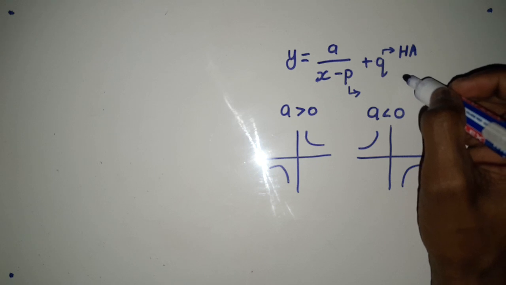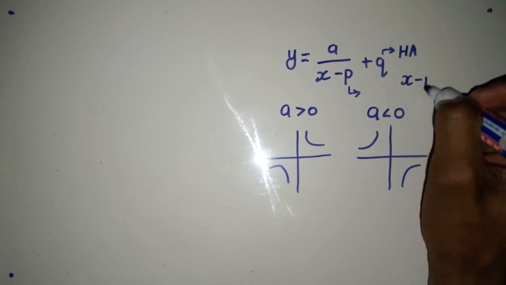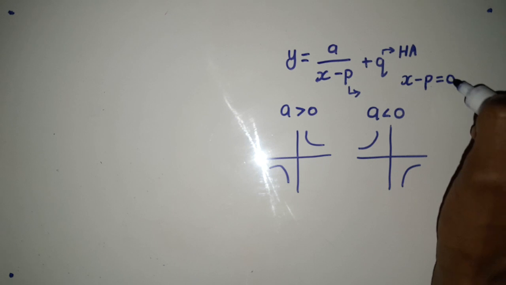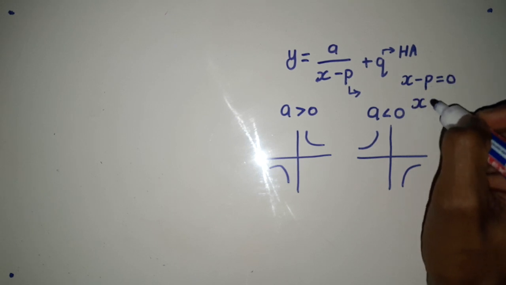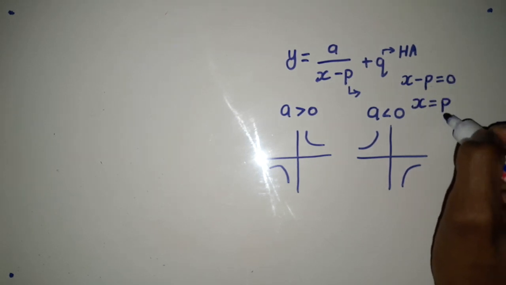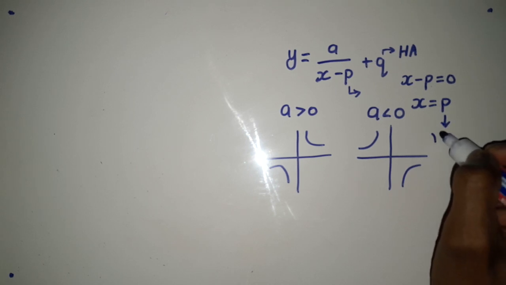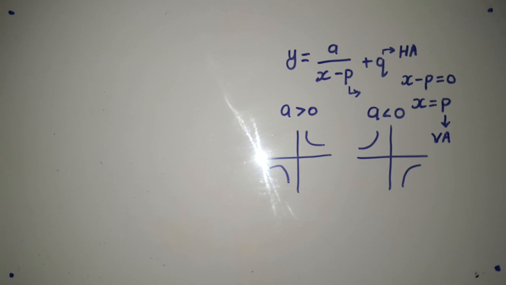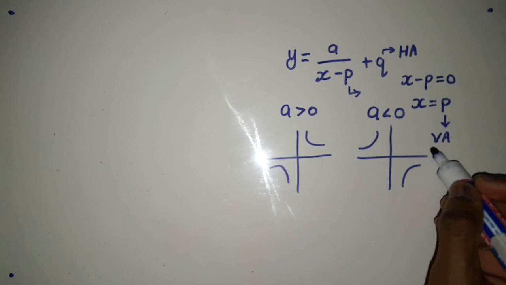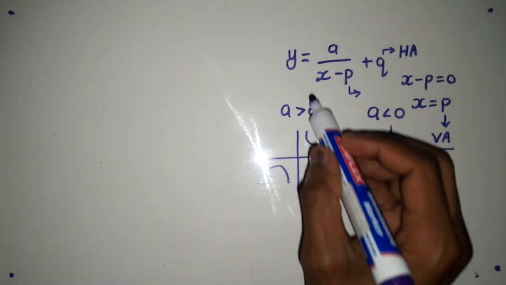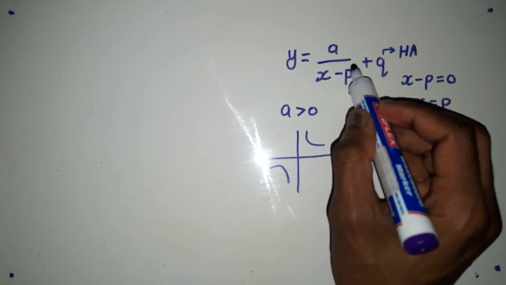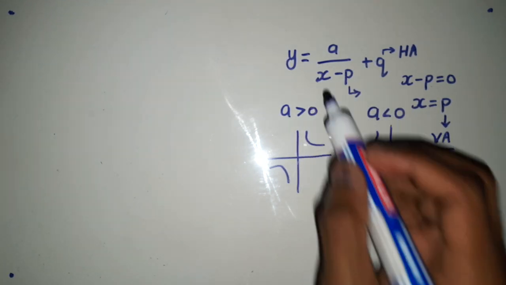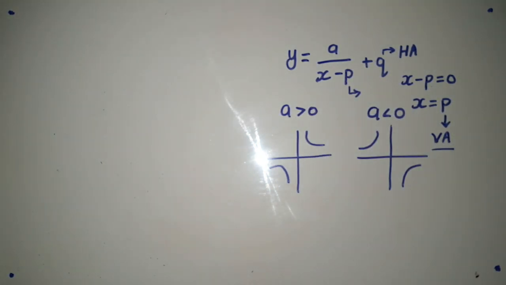That means we are going to say x minus p is equal to 0. Then by saying x equals p, this is going to be our vertical asymptote. You just need to know that for us to get a vertical asymptote, we need to solve for x on this denominator. Now, let me just give you an example.